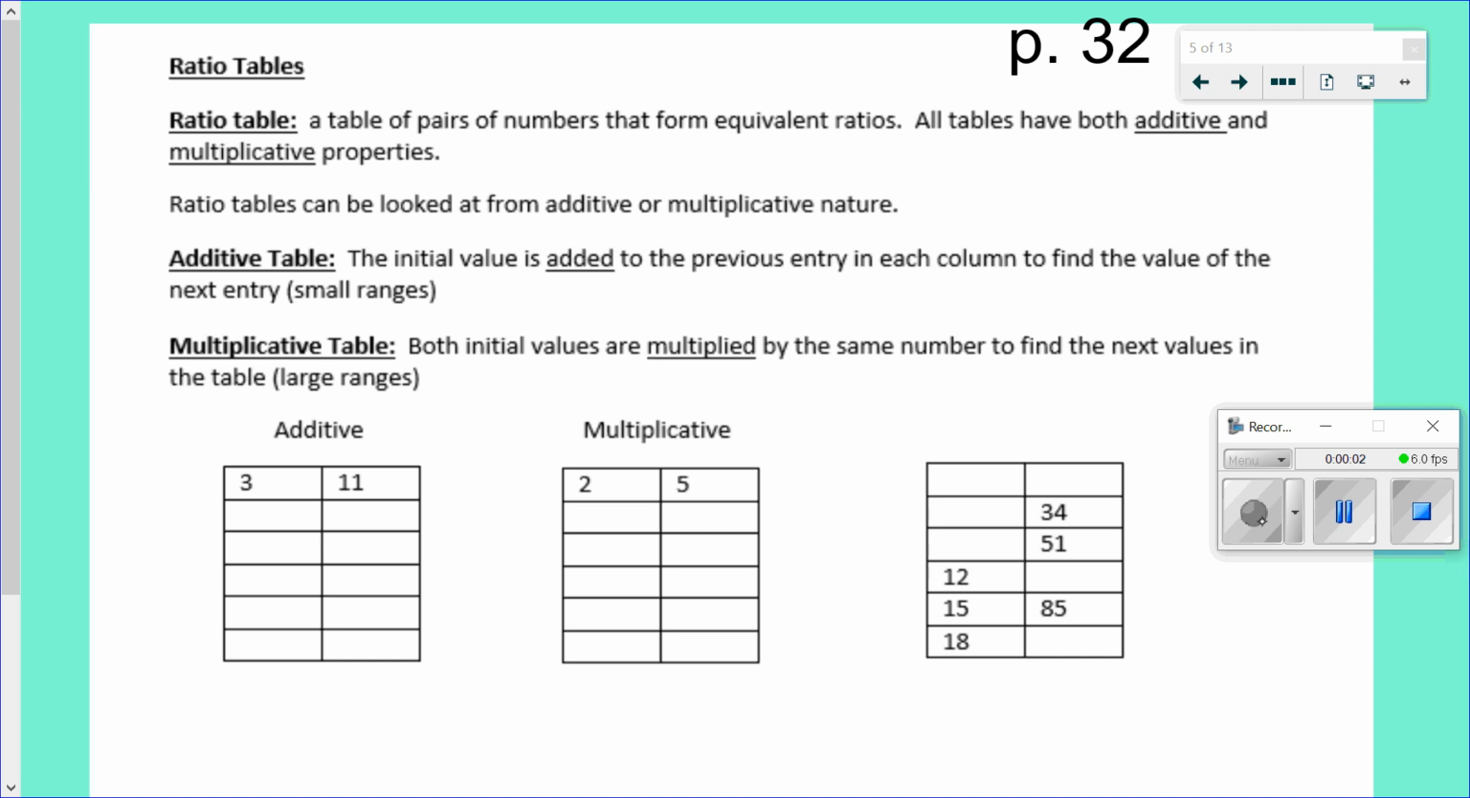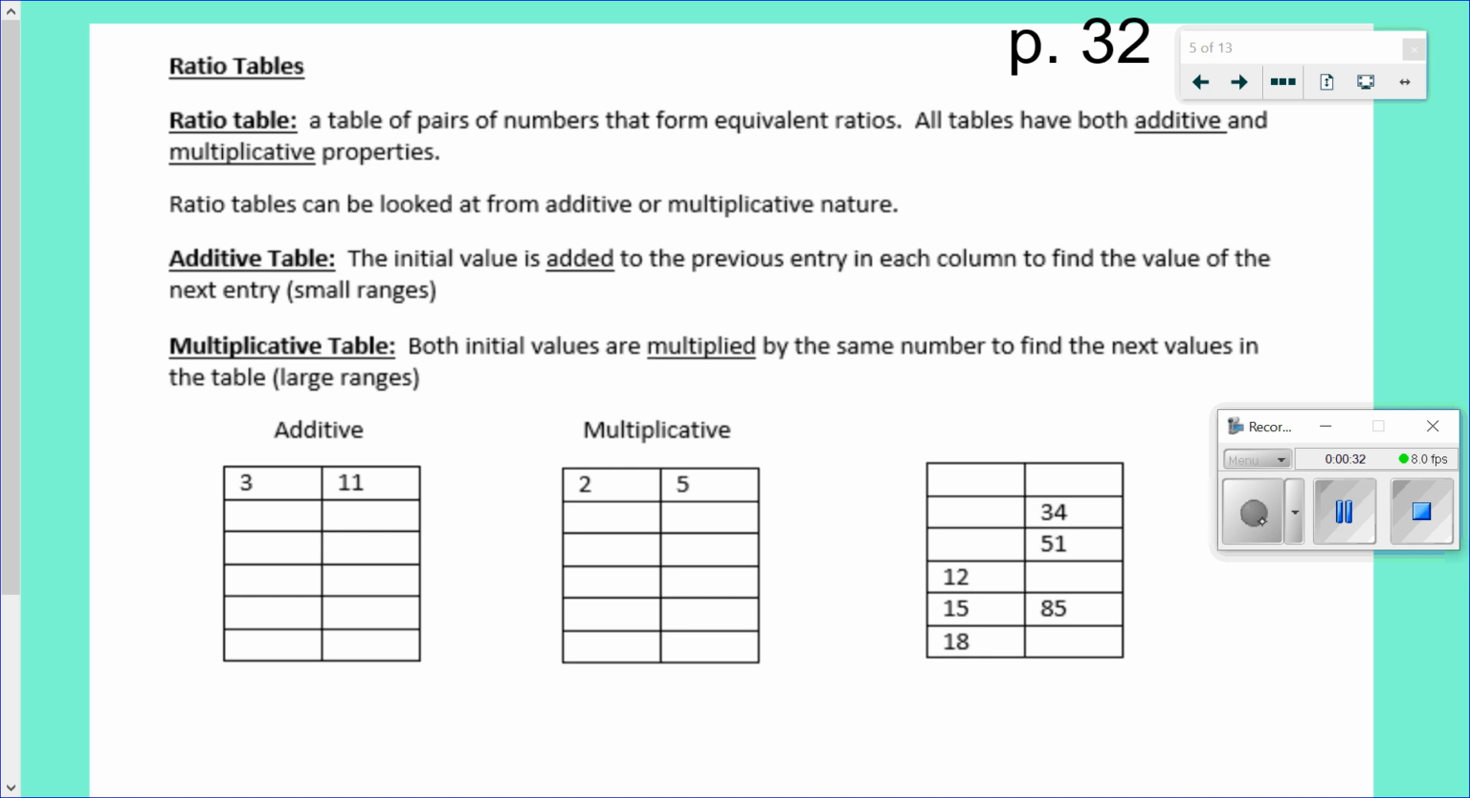Today we're going to make the next step. We've been talking about ratios. Now we're going to show you a new way to display the ratios, which is called a ratio table. A ratio table is just a visual depiction of pairs of numbers that form equivalent ratios. All ratio tables have both additive and multiplicative properties as you look at them. So ratio tables can be looked at from either the additive or multiplicative nature.